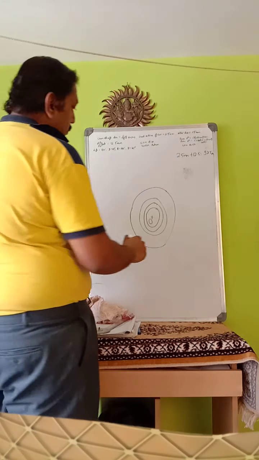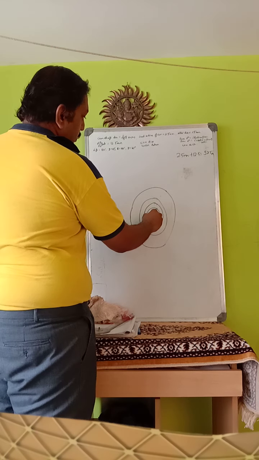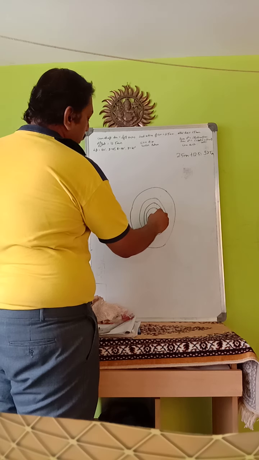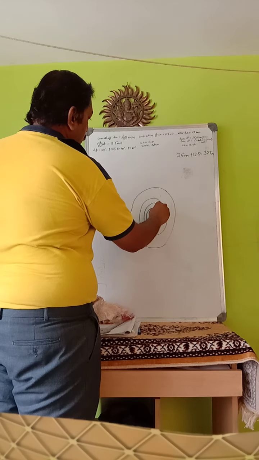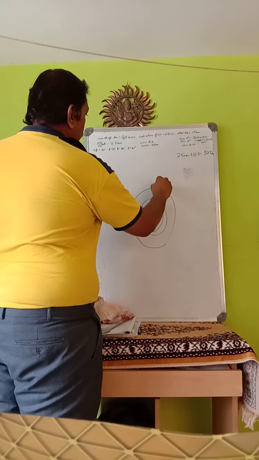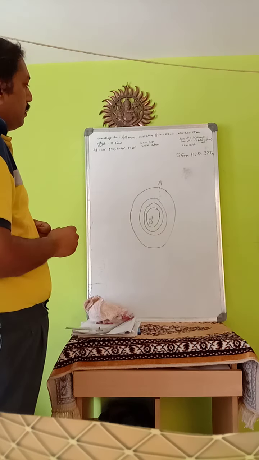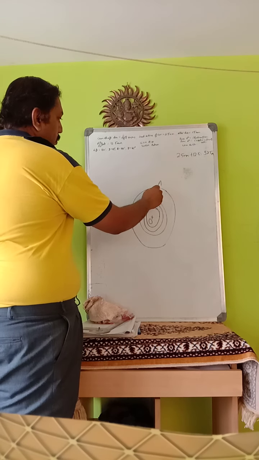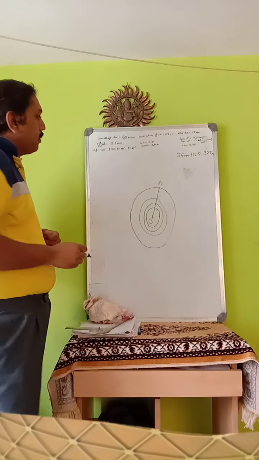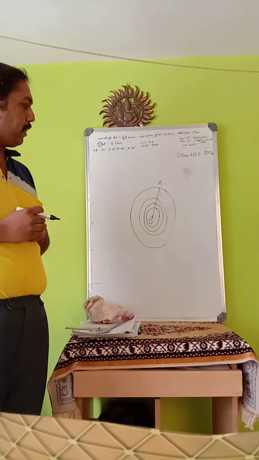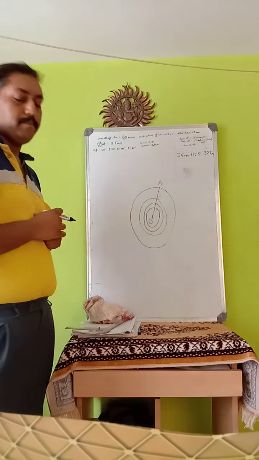From the offset circle, if you project it upwards, you will get this point. You will get point A. Now join OA. So now OA is joined.